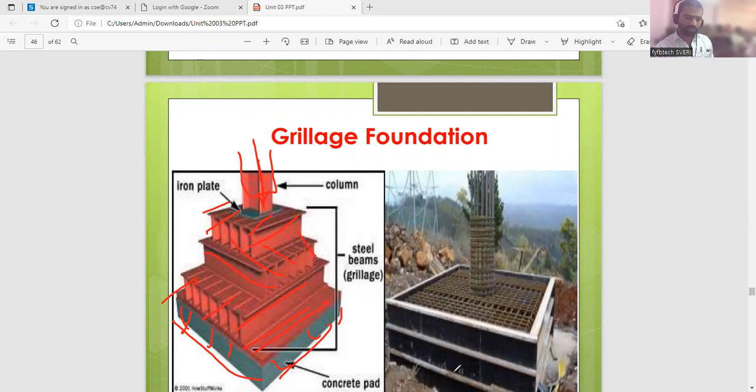So if you want, you can see here only. There is a step by step iron arrangement, and steel mesh is there. Over that there is a column. So this foundation is provided for very high loads and weak soil, low SBC soil. And these grillages are made by steel beams.